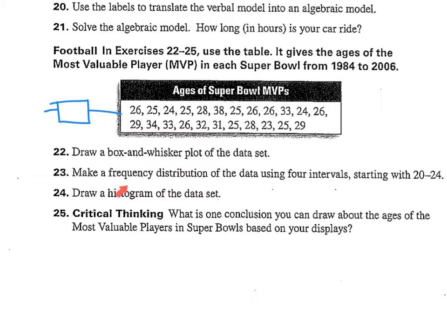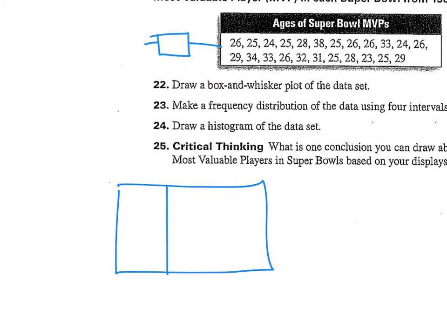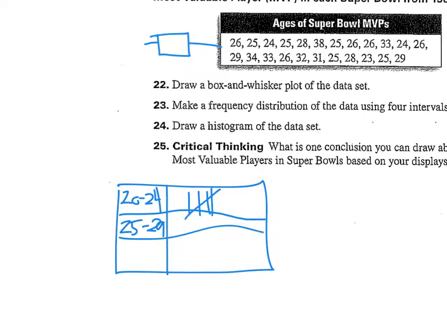23, make a frequency distribution table using 4 different intervals starting at 20 to 24. So they would just want us to make a table, and you're going to start off with 20 to 24. Then how many guys were 20 to 24? You just tally those marks there. And then you're going to go 25 to 29, 30 to 34, and so on, okay?